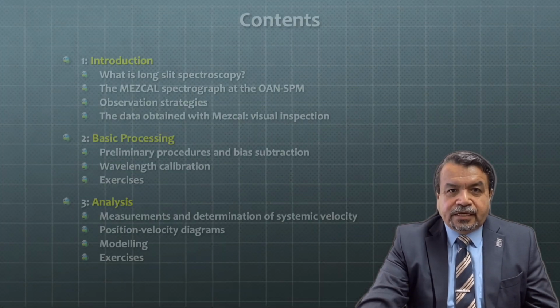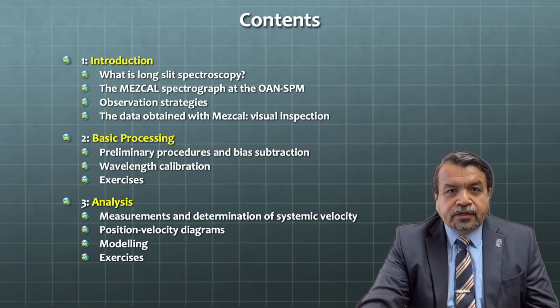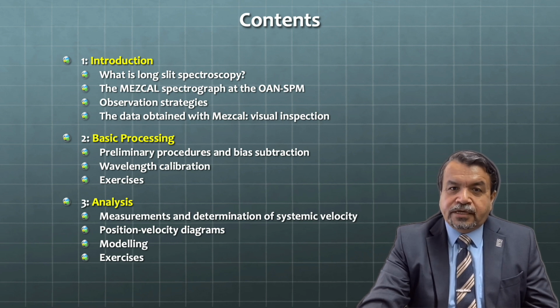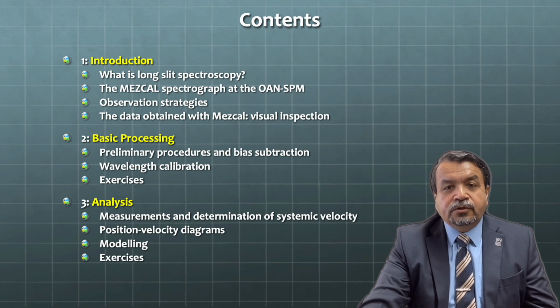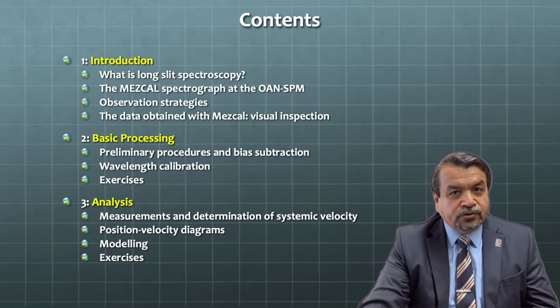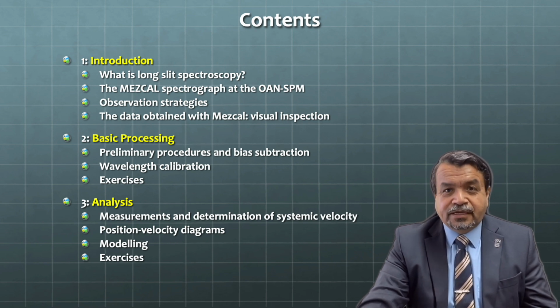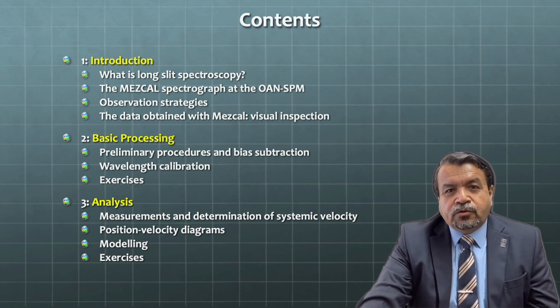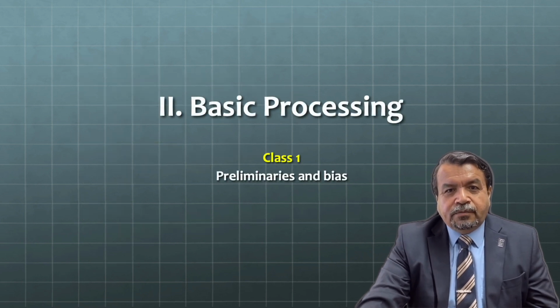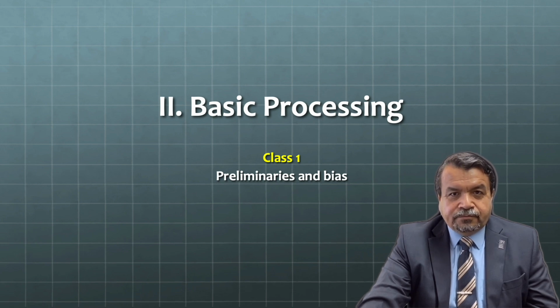Since this is the second session, we will begin by covering the fundamental processing of the images. We will discuss the preliminary procedures and bias subtraction, followed by the calibration of the wavelength. Before motivating people to participate in exercises, it is crucial to perform basic processing as a preliminary step and subtract any biases that may be present.